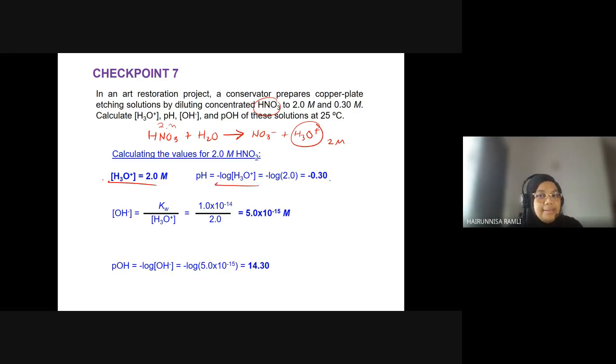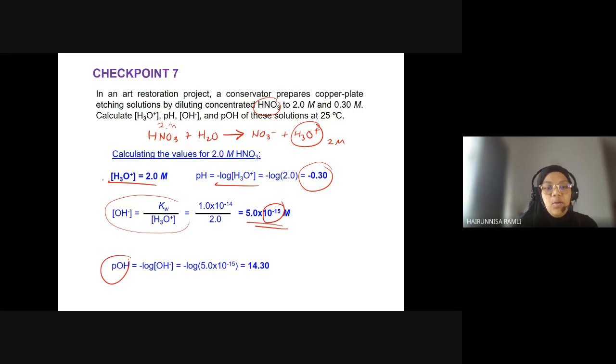Ha, nampak tak ke sini? Negative 0.3. The pH means that it's very very acidic. Okay. So the OH minus you can just calculate lah using the formula. Okay. So you tengok kat sini. You bila double check macam saya cakap tadi. The value of OH minus concentration is very very low. 10 to the power of negative 15. Okay. And after that, you can calculate the pOH lah. Okay, 14.3.